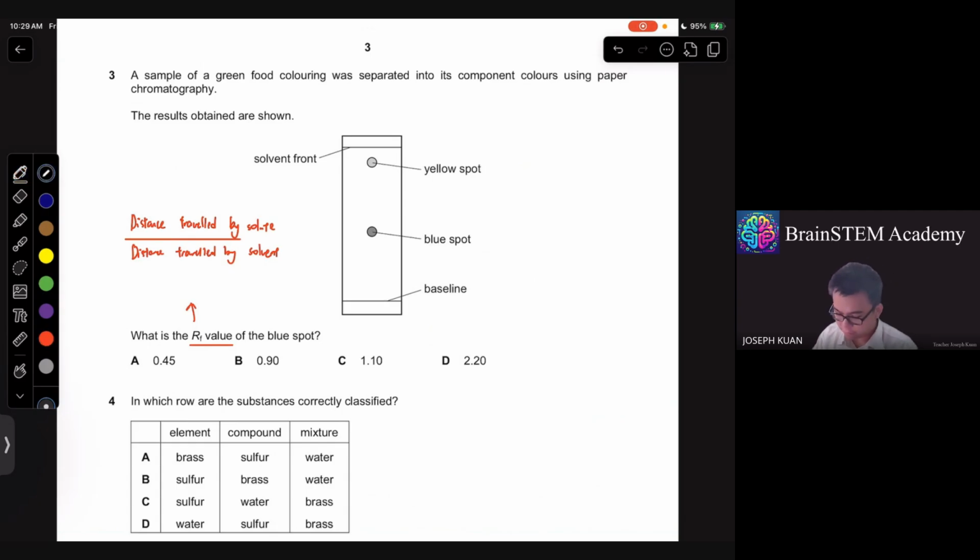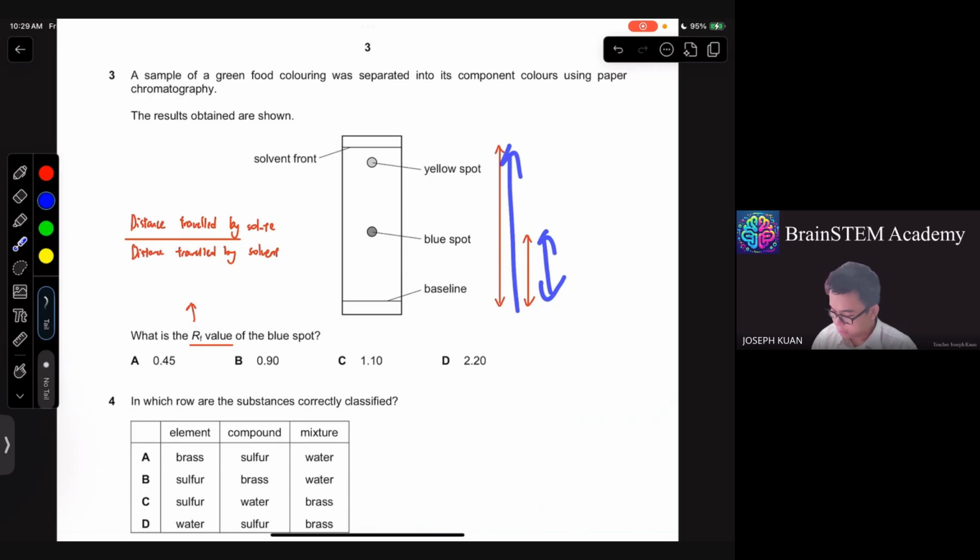The distance traveled by the solvent can be measured from the baseline to the solvent front for the denominator. And for the numerator, we can just refer to the blue spot and its distance from the baseline. All right, so use your ruler and measure this out, and you should be able to get the answer. Now, I have another technique.